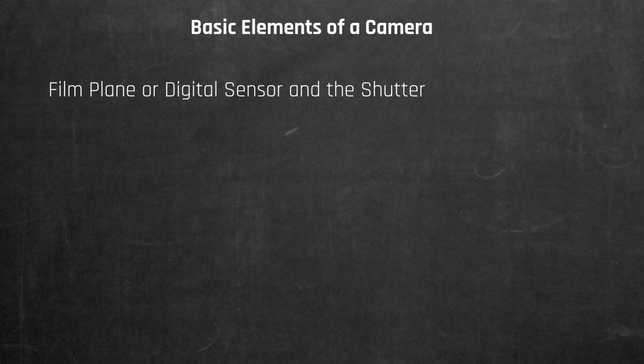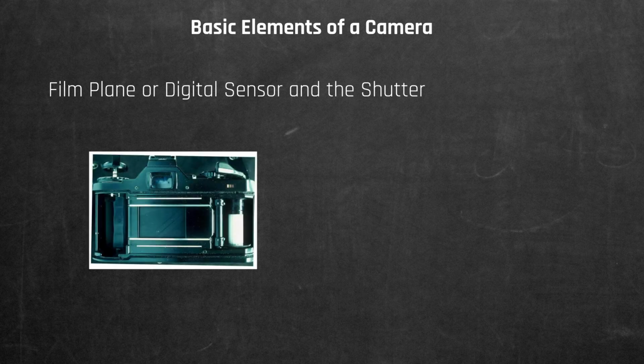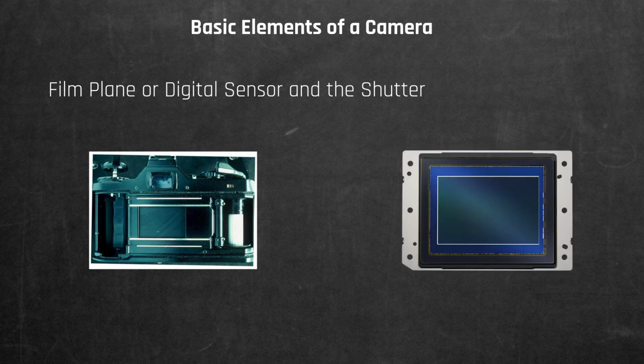Two other elements are essential to the camera, and those are the film plane and the shutter. Without these, we would not be able to capture an image or to control the amount of light hitting the film plane. In digital cameras, the film plane has become the digital sensor, but the concept and purpose are the same. They are the place where the photographic image is captured.